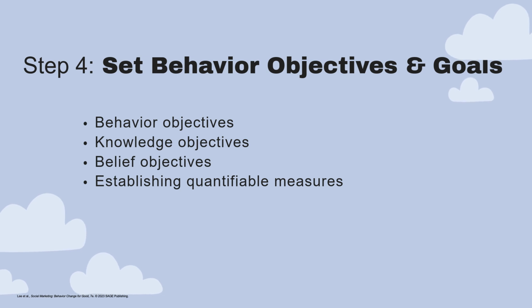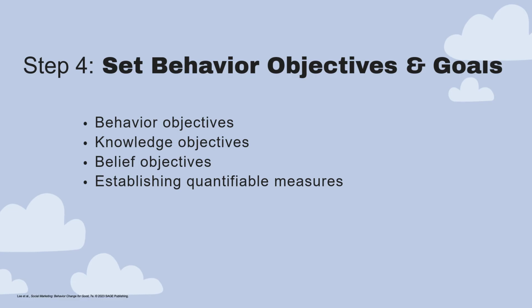Set behavior objectives and goals. Behavior objectives may include something social marketers want to influence the priority audience to do. It may be something social marketers want the priority audience to accept, reject, modify, abandon, switch, or continue. Knowledge objectives include information or facts social marketers want the market to be aware of. Belief objectives relate to feelings and attitudes.